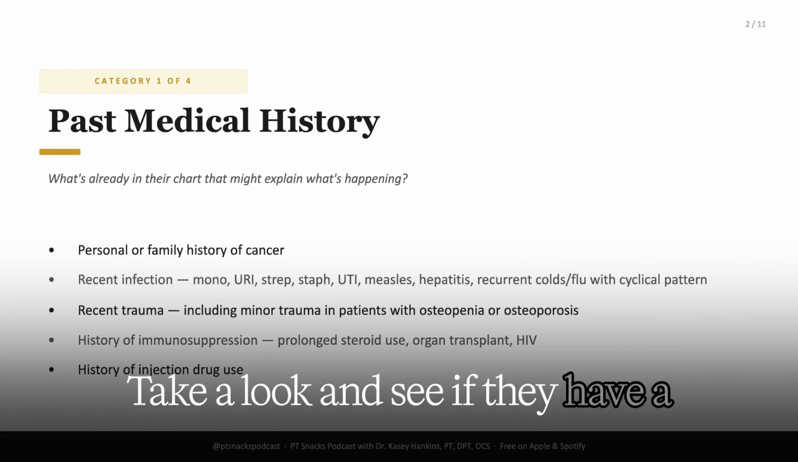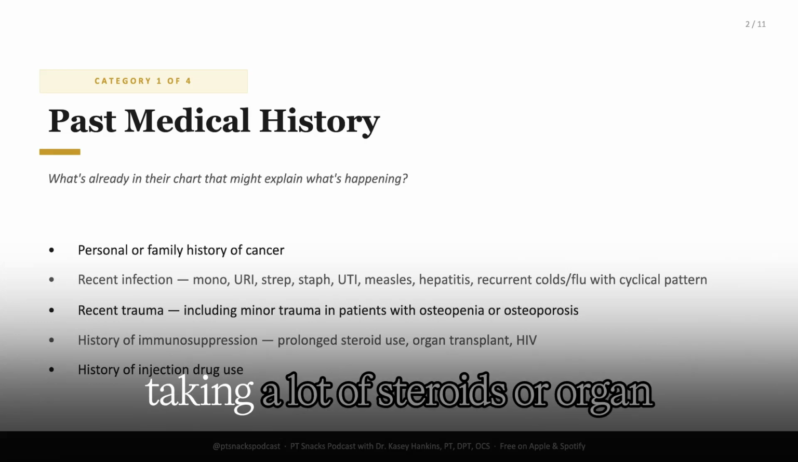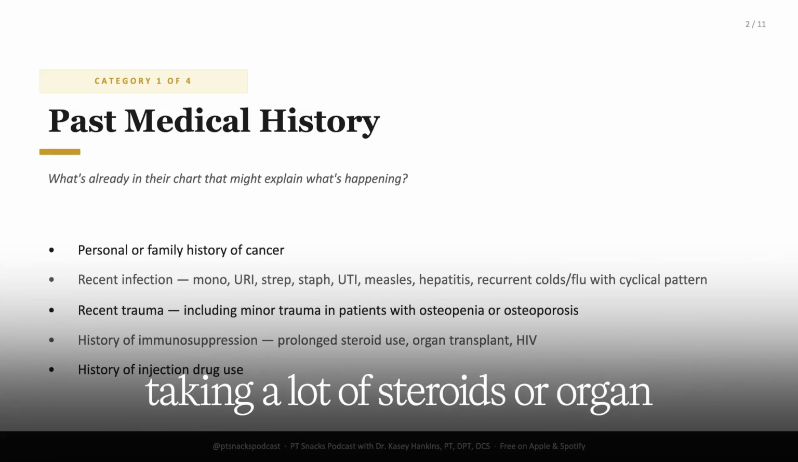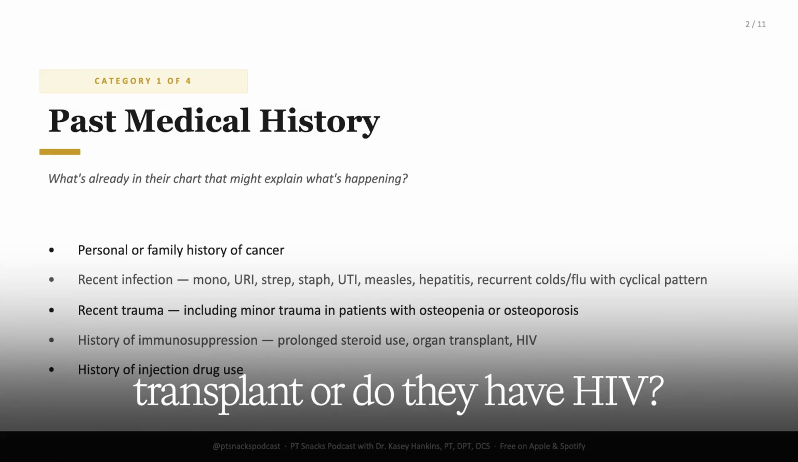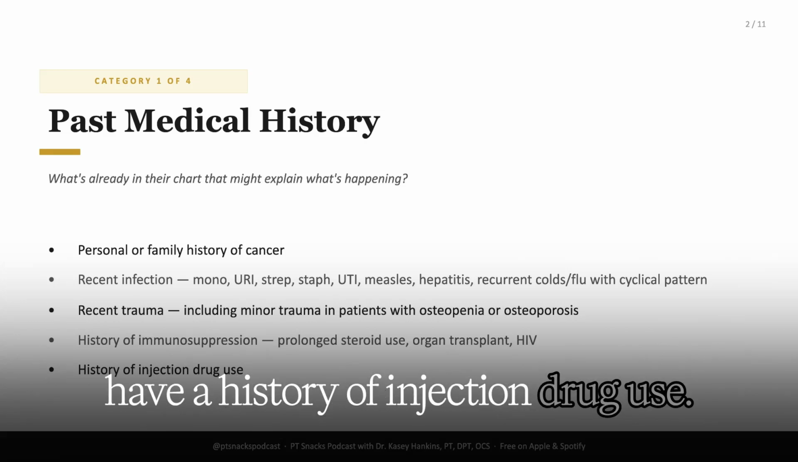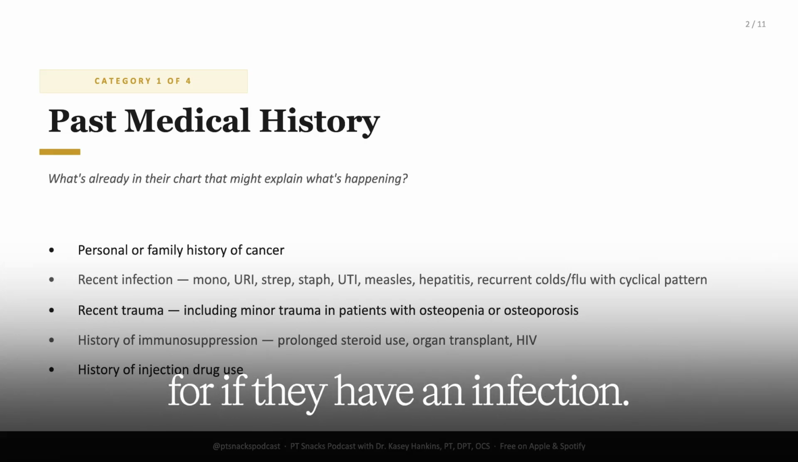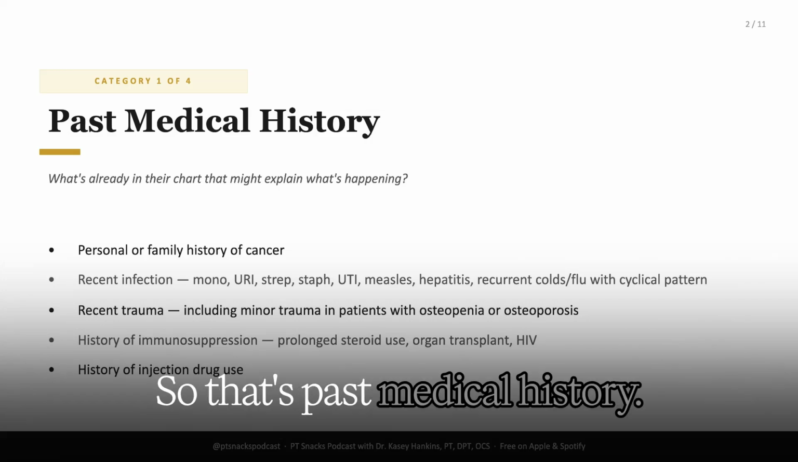Take a look and see if they have a history of immunosuppression. So things like, have they been taking a lot of steroids, or organ transplant, or do they have HIV? And then also looking at if they have a history of injection drug use. So you're trying to monitor for if they have an infection. So that's past medical history.